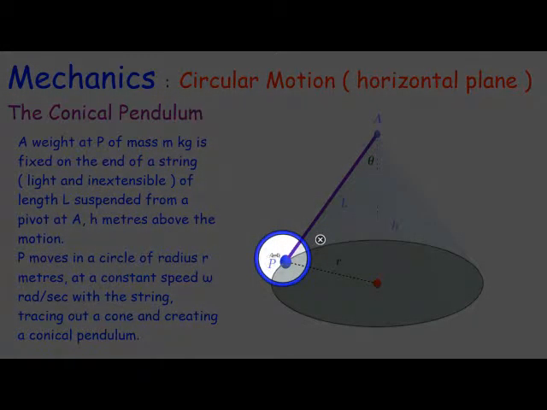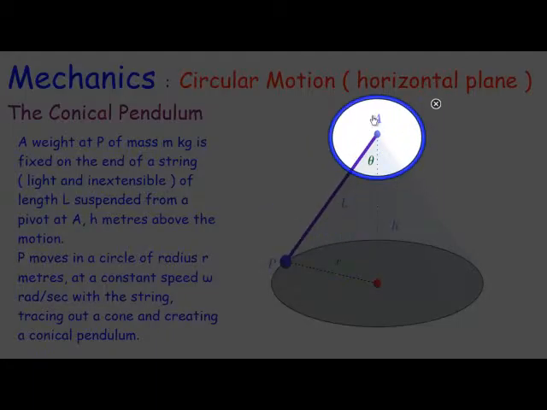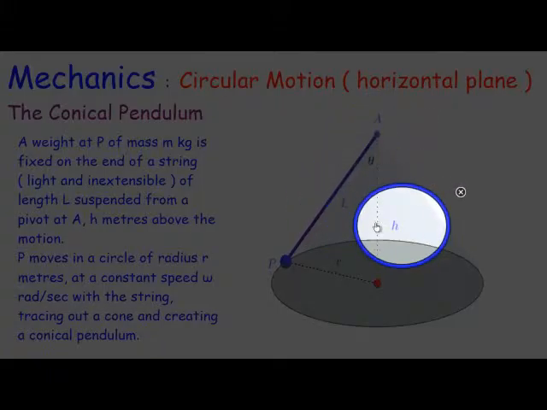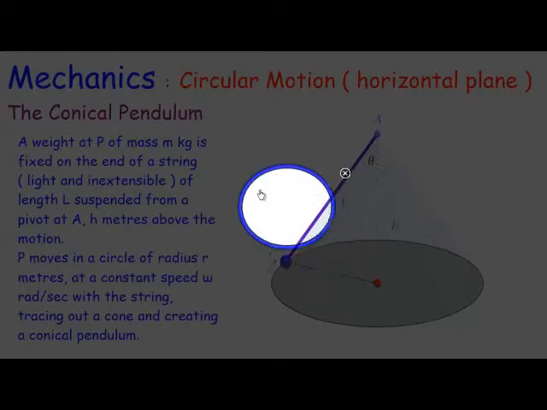You can see here a particle P which is suspended from a light inextensible string, or rod, I guess you could say, from the apex of the cone up here at A. There is an angle here, theta. That's the semi-vertical angle, or half the vertical angle at the apex. There is a length L, a height H, and a radius R. These are the important things about the conical pendulum.